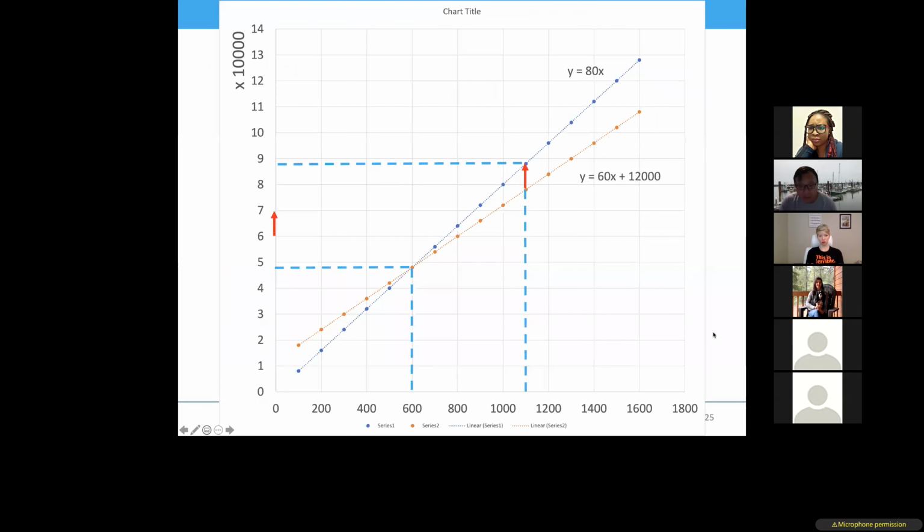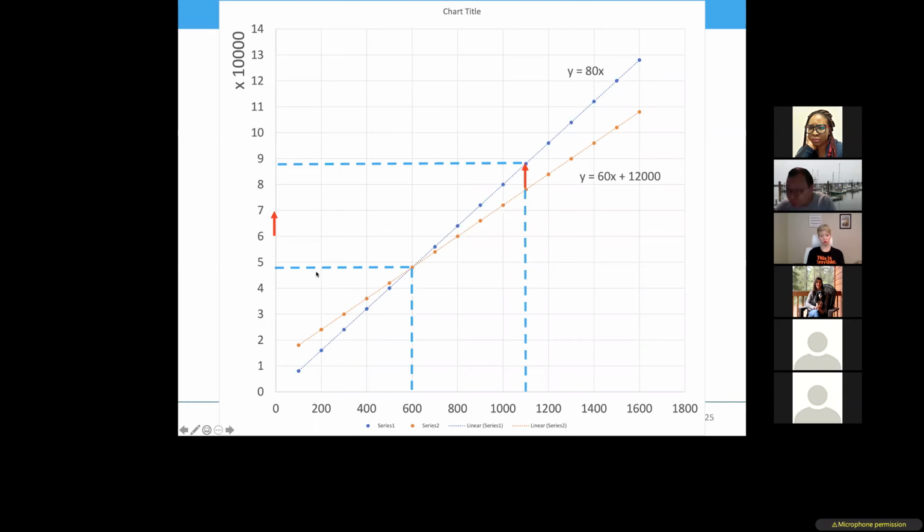Now I want to show you graphically. First, you know this is the break-even point, right? This y equals 80x, the blue line, and y equals 60x plus 12,000, that's the orange line. When they cross at 600, that's the break-even point in units, and that 48,000 is the break-even point in sales dollars, right?